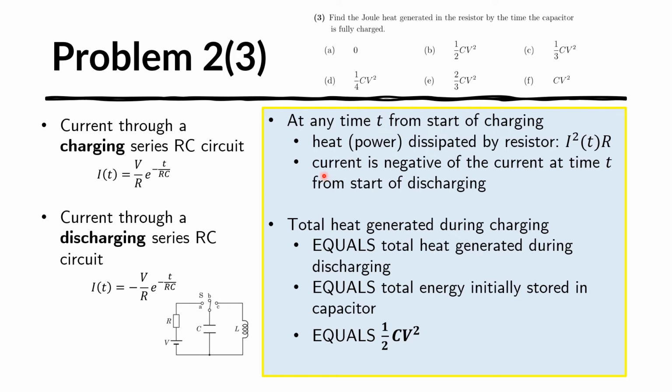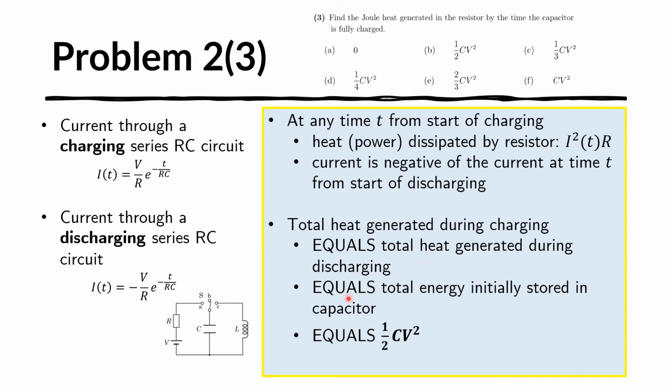However, we also notice that the current of charging is just the negative of the current at time t from the start of the discharging. So that is what we have here. The current during charging is just the negative of the current when discharging. And so the powers are also the same. And therefore, the total heat generated during charging equals the total heat generated during discharging. That is because this expression is the same as this in absolute value, and so when we substitute it here and we do the integral, they should give us the same value.